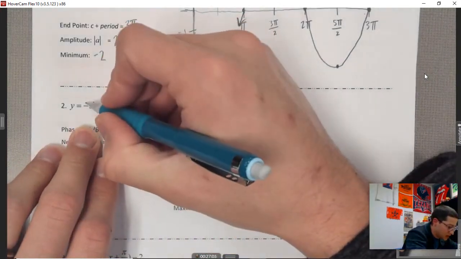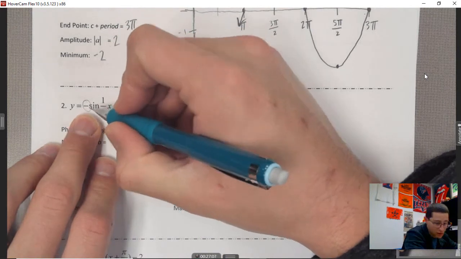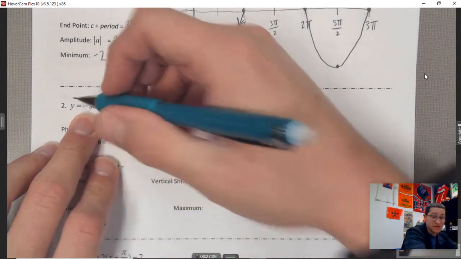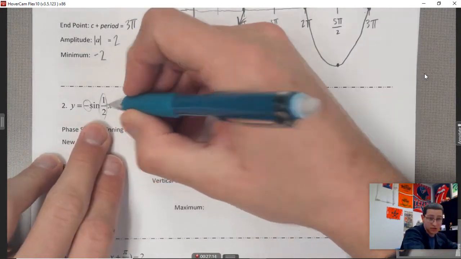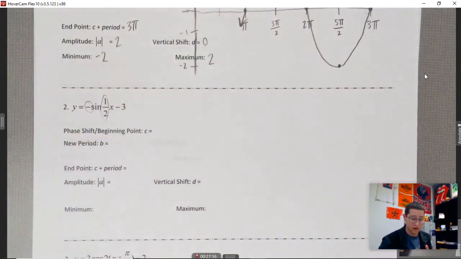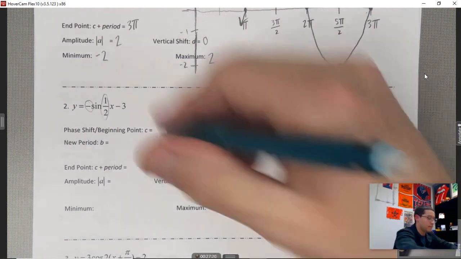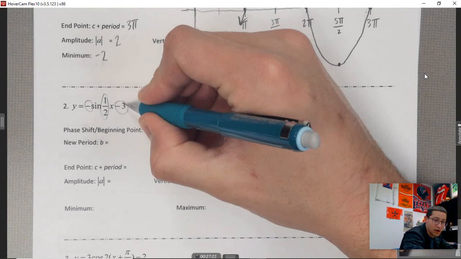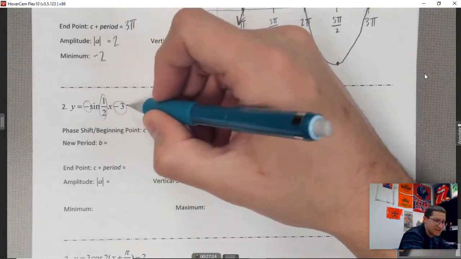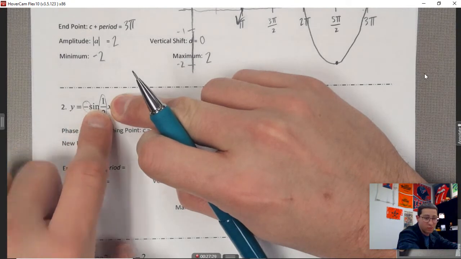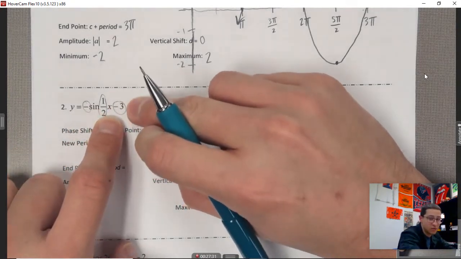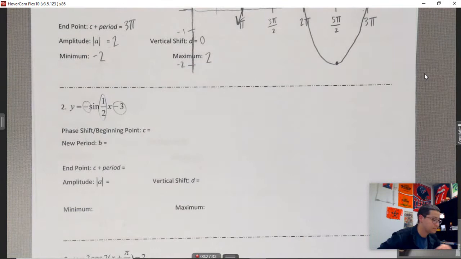Okay, we've got that. We're going to have to take care of that negative, right? That's going to be a vertical reflection. We've got this, which is a B value, so that's going to mean that my period is going to change. And then we've got a D value here. Notice that it's not in parentheses, right? So it's sine of 1/2 x, and then after this is your shift down.